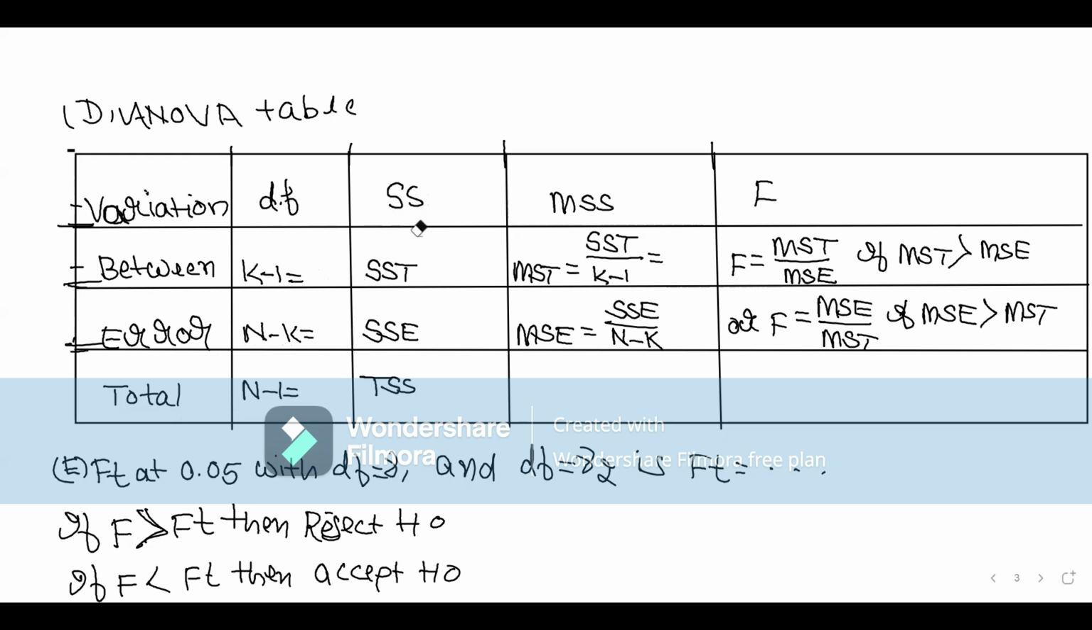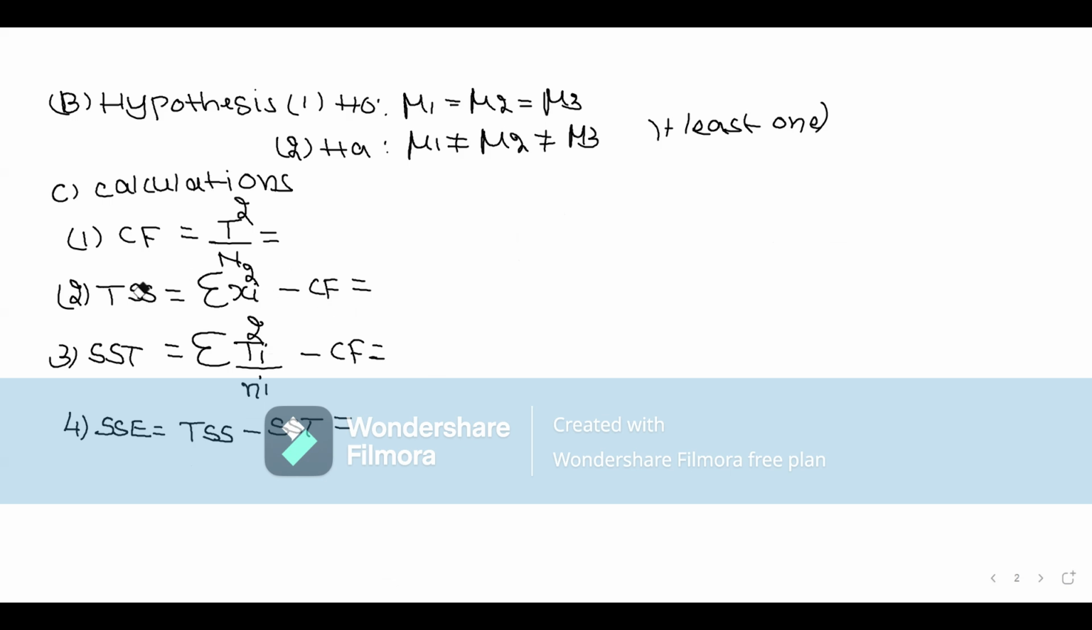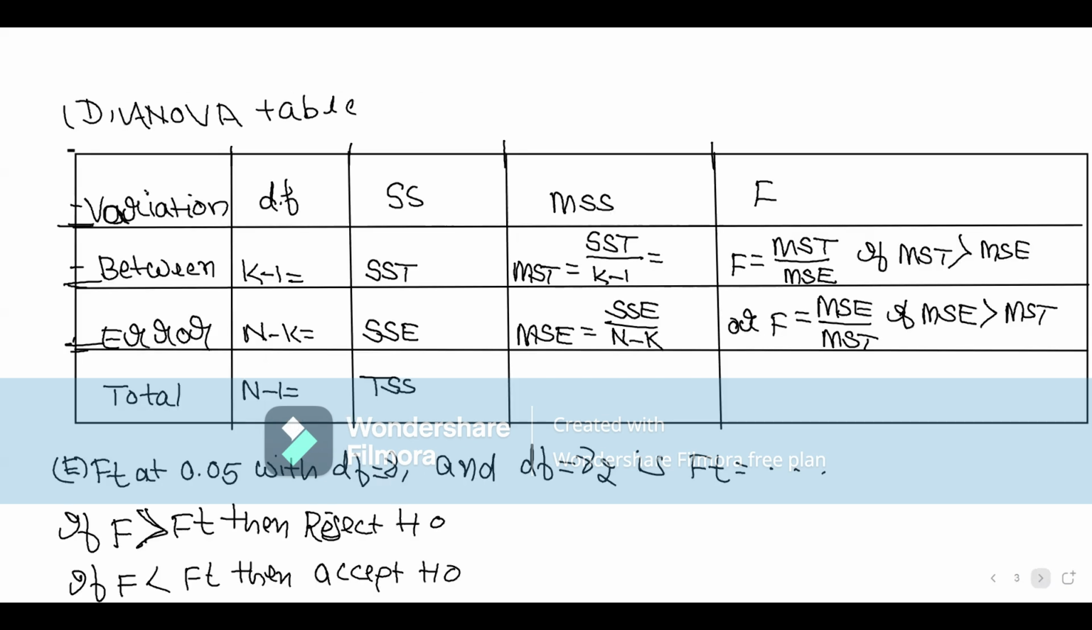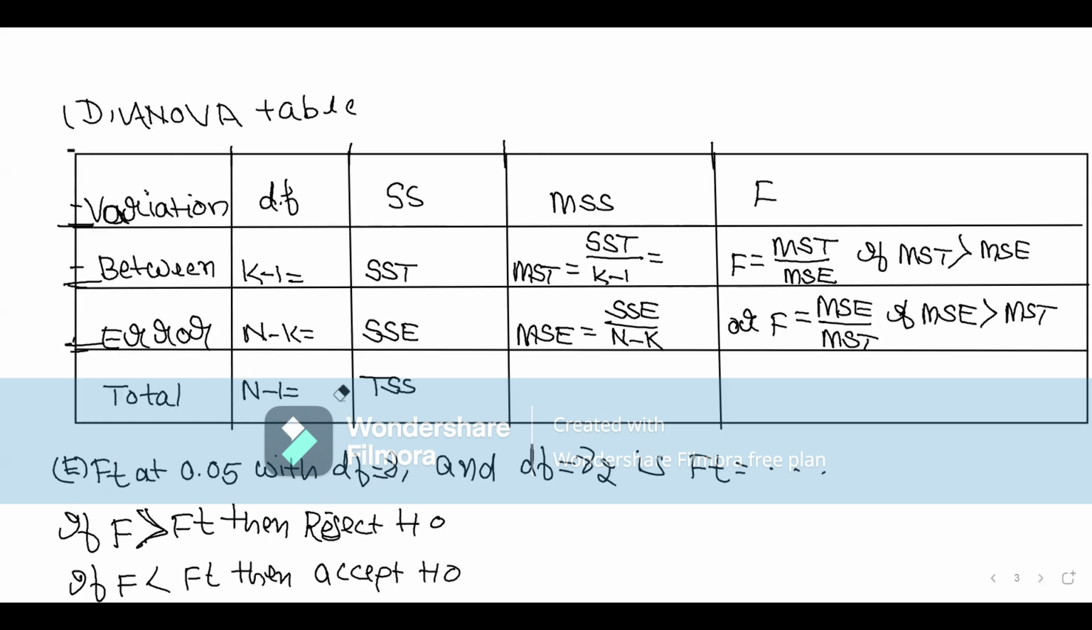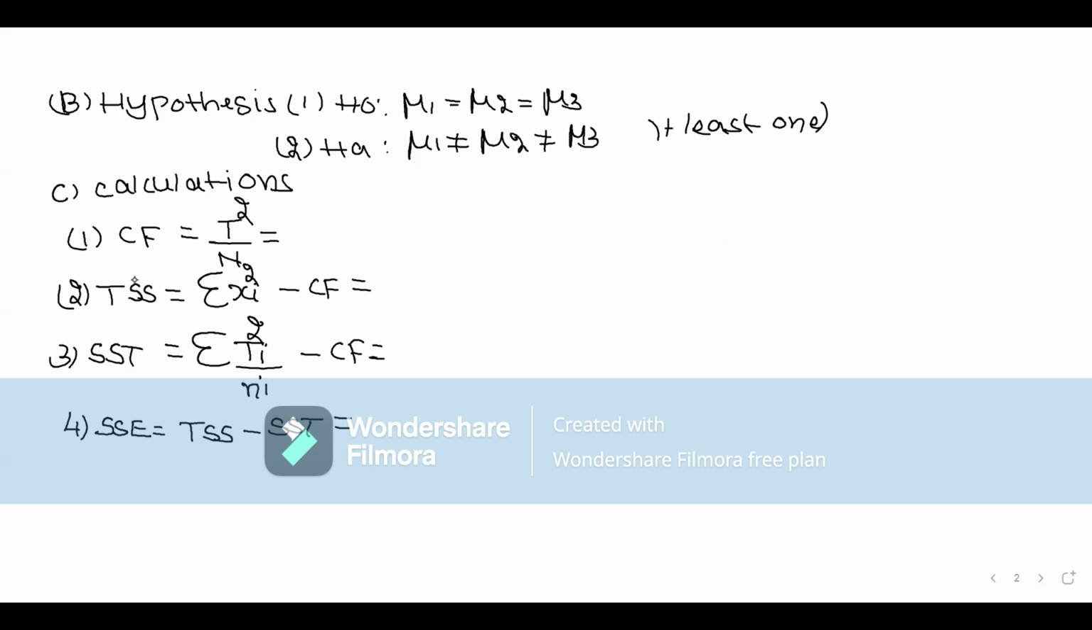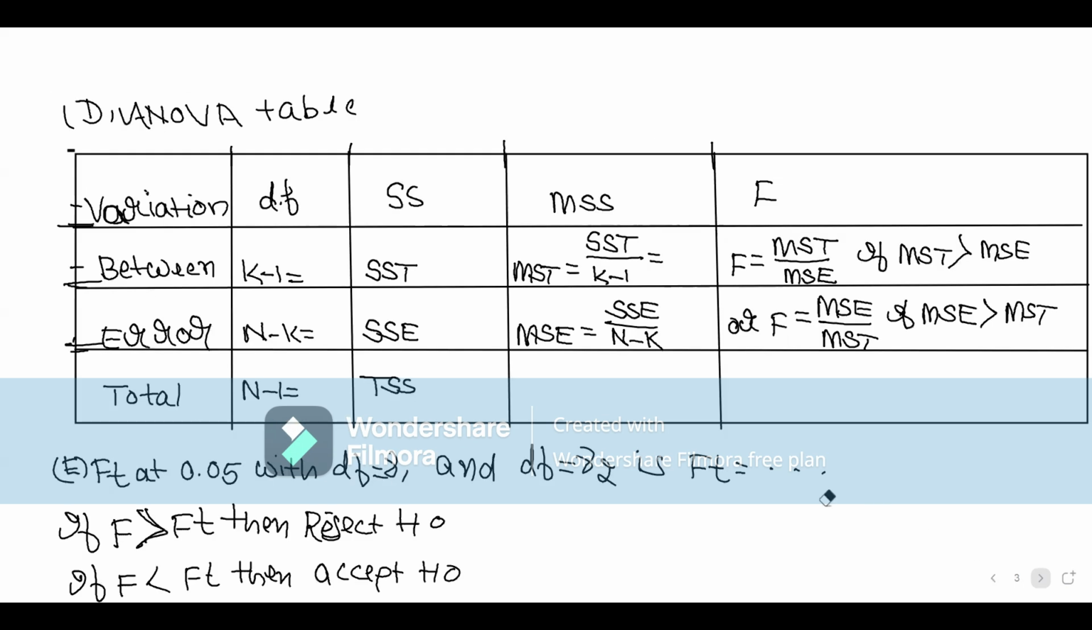Sum of squares: between equals SST. Look here, the SST value. This value is coming over here. You write it here. Now SSE. Look here, SSE, which we calculated last. This value we have to write there. Then TSS, and TSS we have already calculated here. Look here, TSS, you can write there.